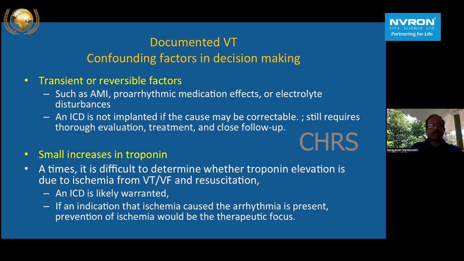Small increase in troponin could be related to cardioversion. At times, it is difficult to determine whether the elevation is due to ischemia or resuscitation. If it is a small elevation, ICD is likely warranted unless you prove it is related to ischemia-related VT, which is often polymorphic. Ischemia-related arrhythmia is less likely to be a monomorphic VT.